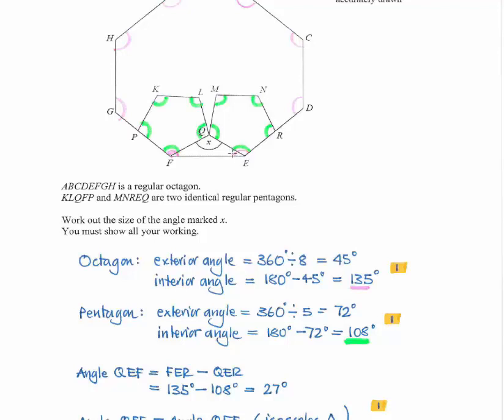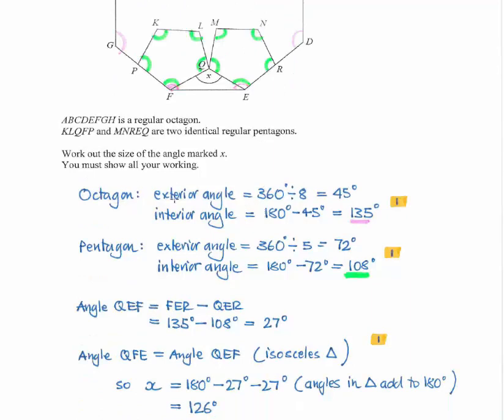So this is my plan. I work out that angle, that one will be the same, and then I can take those two away from 180 to give me the angle that I need. That's my plan. So first of all, I show the person who's marking this paper that I understand about exterior and interior angles. And I get a mark for this.